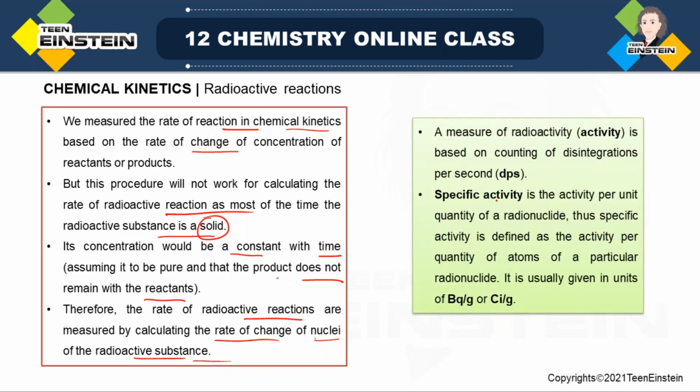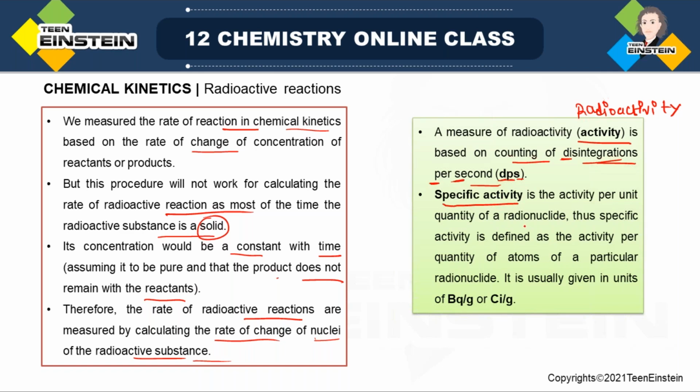Now some terms we have to know: activity and specific activity. Sometimes activity is also called radioactivity. Both are actually the same. So what is radioactivity or activity? It is based on counting disintegrations per second. Disintegration means there will be a change of the nucleus. That is the disintegration, and it is expressed as disintegration per second, DPS.